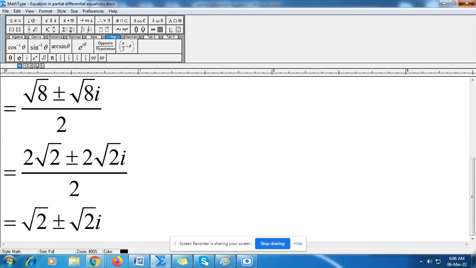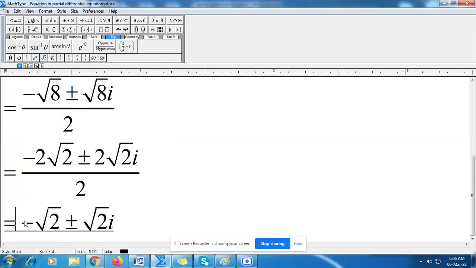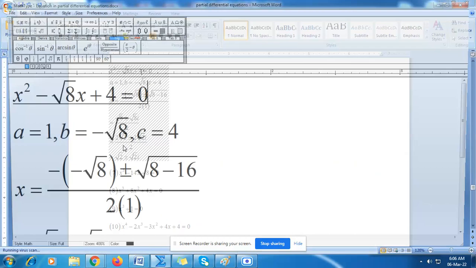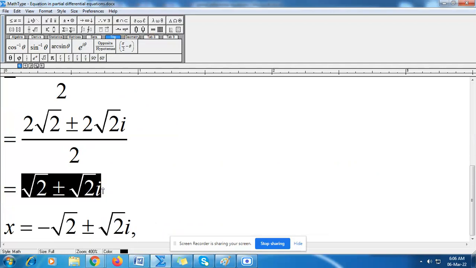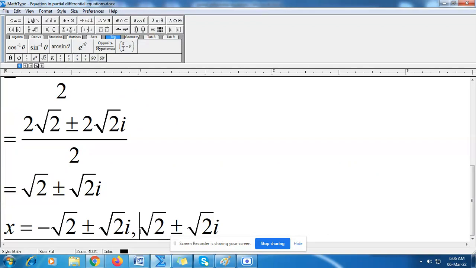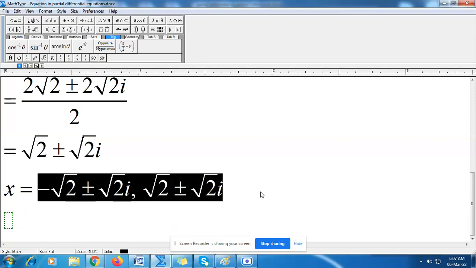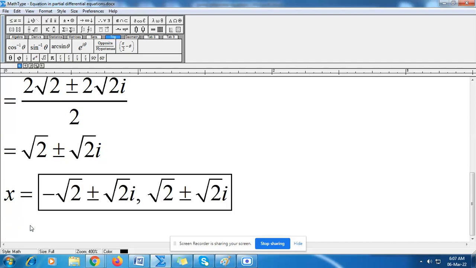So finally we have four roots. One is this, x is equal to minus root 2 plus or minus root 2i, root 2 plus or minus root 2i. So we have finally four roots. All are complex.